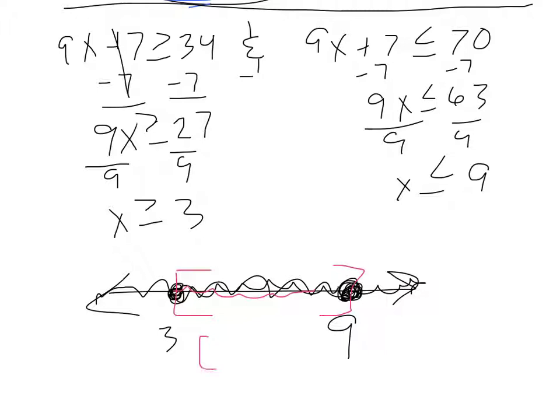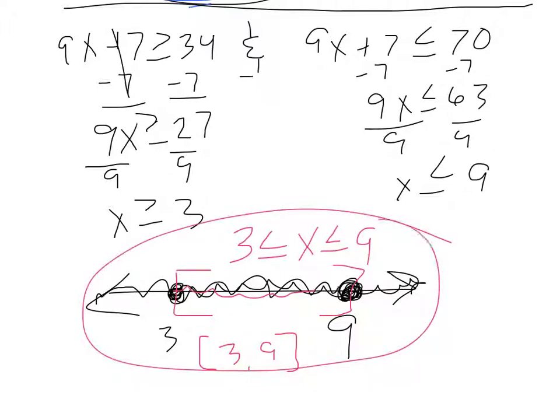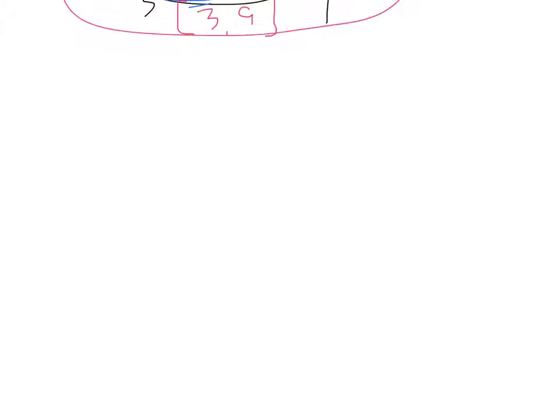So an interval, 3 to 9, that would be the interval. Or we could write this as 3 is less than or equal to x, which is less than or equal to 9. So solutions and graphs right there.